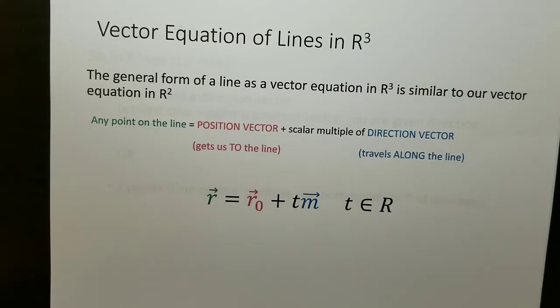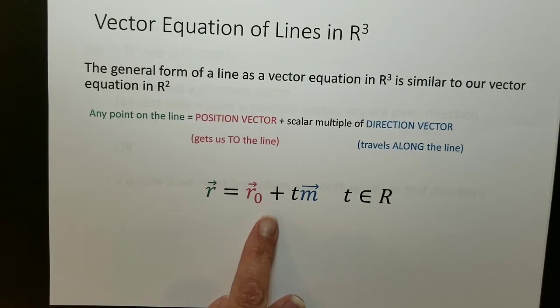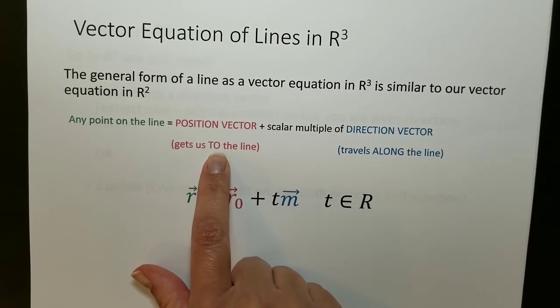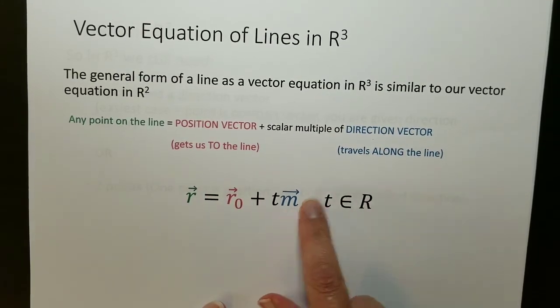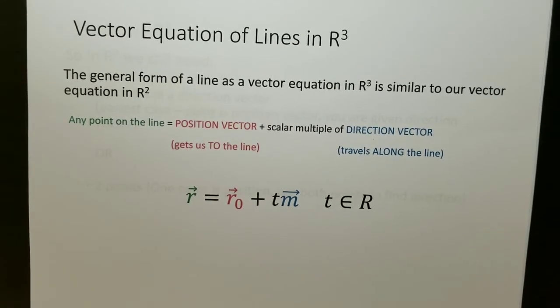So just to review, this is what we talked about yesterday with R2, and I do apologize, my color coding is a little bit different in today's notes than what I did in the previous day, but hopefully you can follow along here. So we know that to get a vector equation of a line, we have to have a position vector, and that again gets us to the line, and a scalar multiple of the direction vector, which travels along the line. And that is true in R2, and it's also true in R3. We're just going to have, instead of a two-dimensional vector with an x and y coordinate, now that z component added in as well.